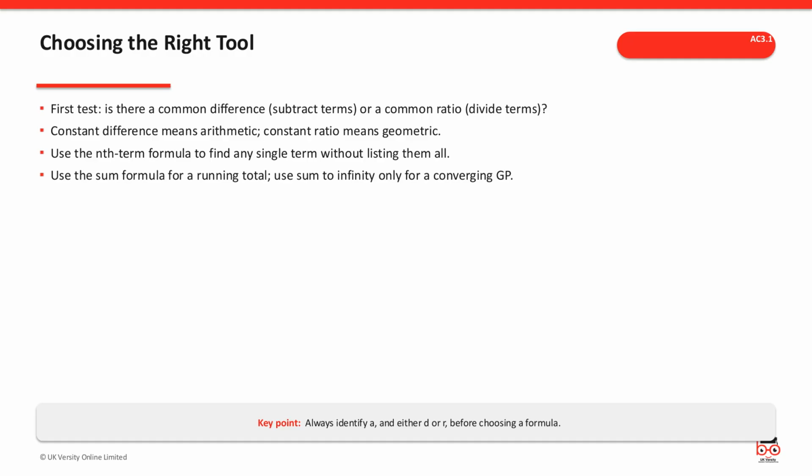So how do you choose? Your first test is to check for a common difference by subtracting terms, or a common ratio by dividing them. A constant difference means arithmetic. A constant ratio means geometric. Use the nth term formula when you want a single term without listing them all, the sum formula for a running total, and the sum to infinity only when a geometric series is converging. Whatever you do, pin down a and either d or r before you pick a formula.